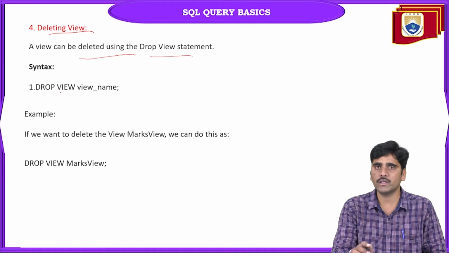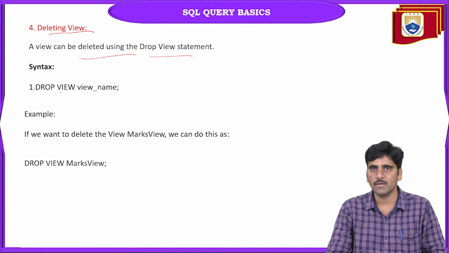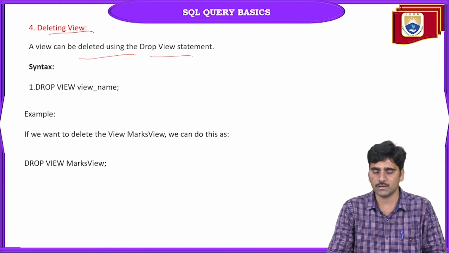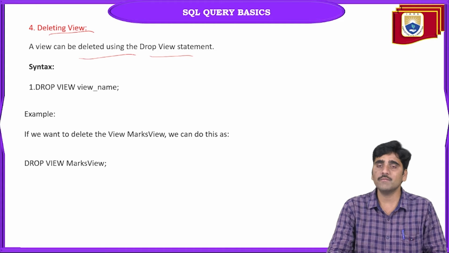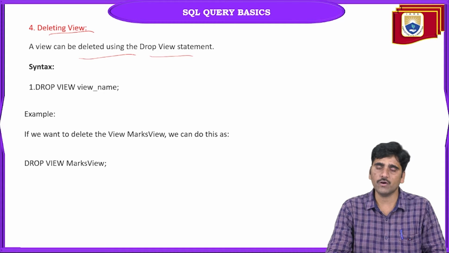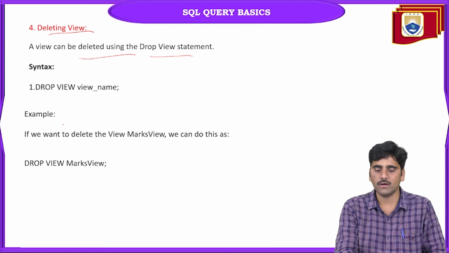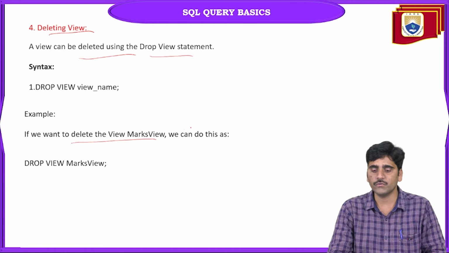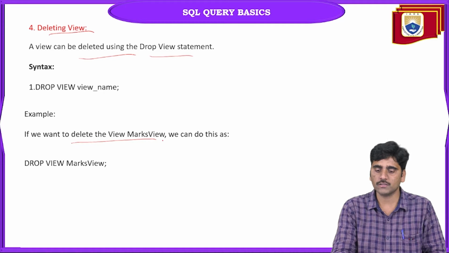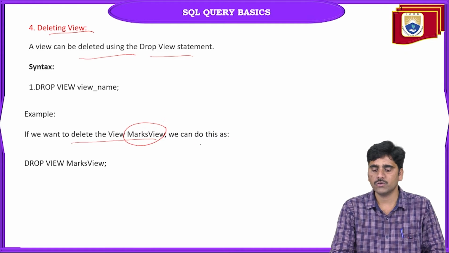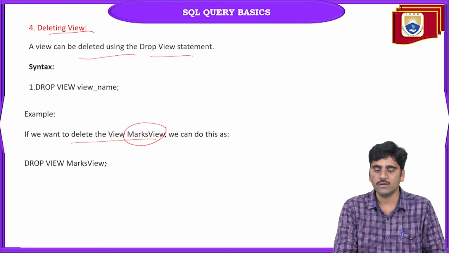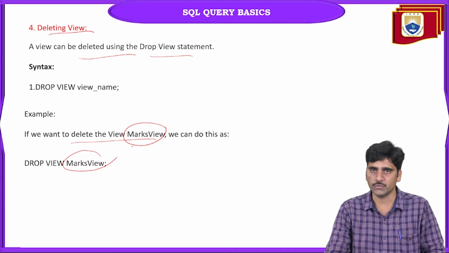So drop table, drop table name. The syntax that works for dropping a table works for a view also. Drop view name. For example, if you want to delete the view marks view, the marks view is the view name. So how are we going to delete that view? Drop view. The view name is what? Marks view.